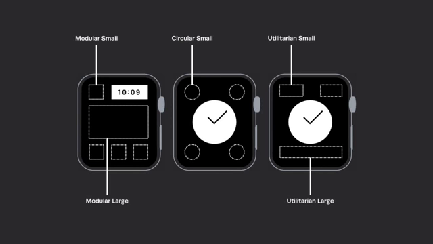I wasn't going to go into the same amount of detail because Chris was supposed to talk after this about creating complications. But essentially, you get modular small complications, which are the small squares in the corner, and modular large, which are large rectangles in the middle. And then you get circular small, which are the small circles in the corner. But then you also get access to utilitarian small rectangles and utilitarian large rectangles that take up the full width of the watch face.